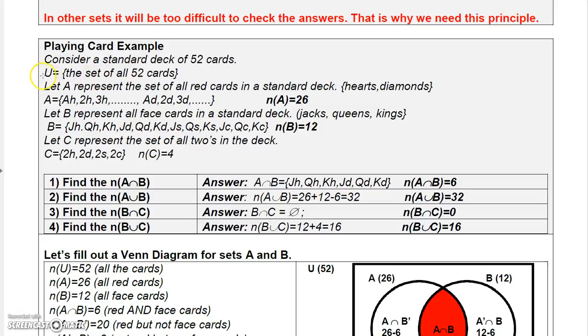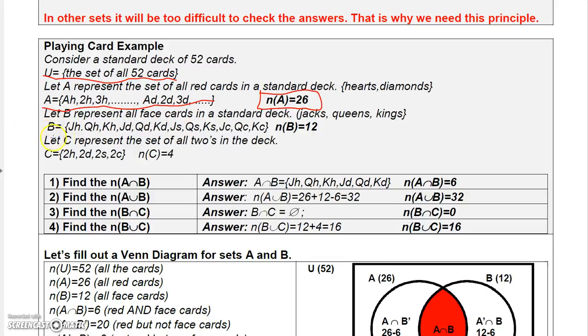Okay, here's a simple example. Suppose we let the universal set represent the 52 cards in a standard deck. Let's say A is the set of all red cards. So that would be all hearts and diamonds. Now I'm not going to list them all, but there's kind of what it would be. There are 13 hearts and 13 diamonds, so that'd be 26 cards in set A.